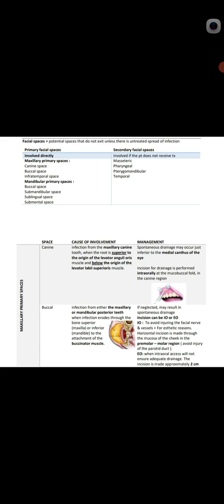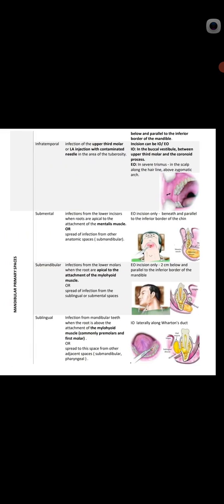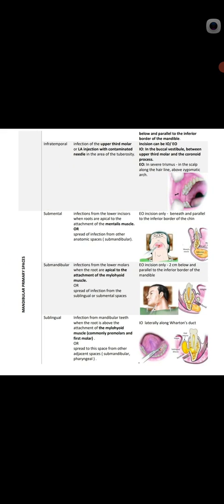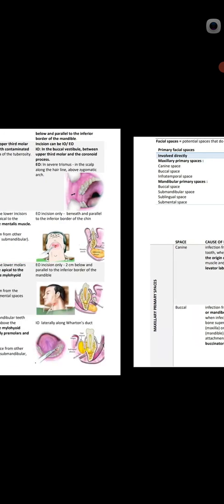Now incision can be intraoral or extraoral. In intraoral, to avoid injury to the facial nerve and vessels, and for aesthetic reasons, we give an intraoral incision. A horizontal incision is made through the mucosa of the cheek in the premolar to molar region. Avoid injury to the parotid duct. We do an extraoral incision when intraoral access will not ensure adequate drainage. The incision is made approximately 2 cm below and parallel to the inferior border of the mandible.